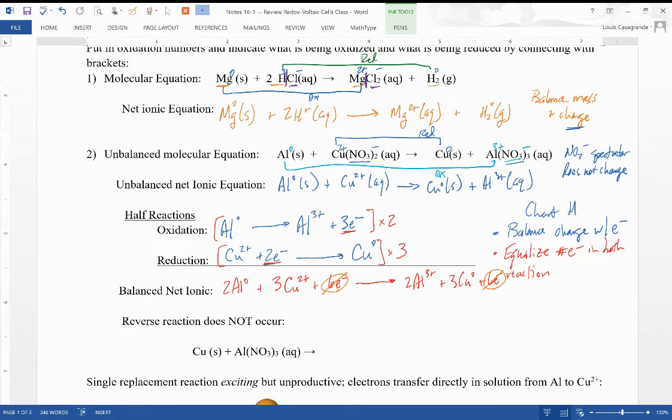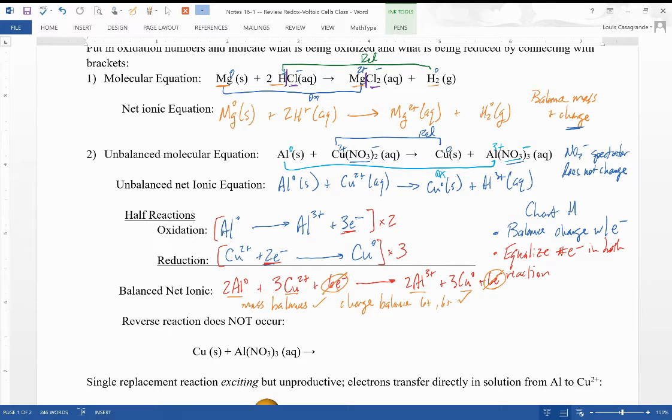In that, as I said before, mass balances, and you can check that mass balances. 2 aluminums on the left, 2 aluminums on the right, 3 coppers on the left, 3 coppers on the right. Mass balances, good. And charge balances. Now, the charge doesn't have to equal 0. It just has to balance. And it turns out we have a 6 plus on the left side, 6 plus on the right side. And so it balances out. So this is the reaction that took place when we put aluminum into a solution of copper 2.